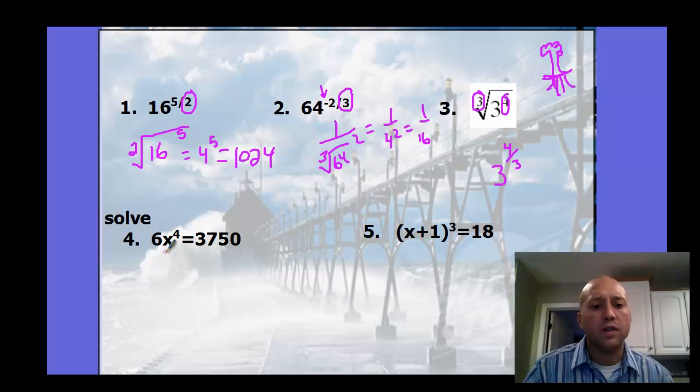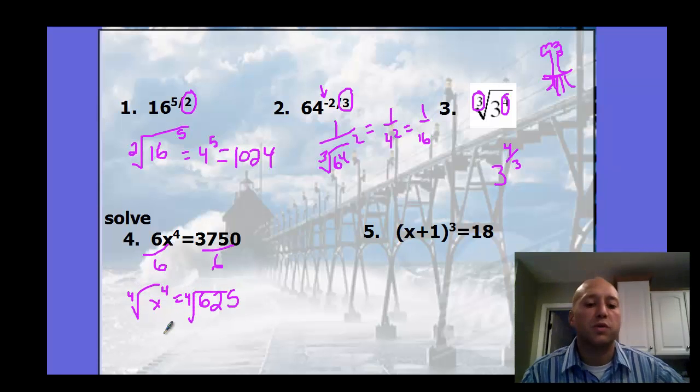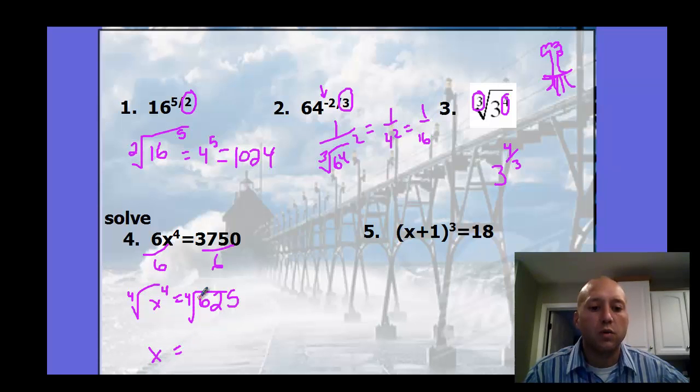So we want to solve this. We can actually go through and first divide both sides by 6. Mental math, 6 goes into 36 6 times. We have 1 left over, so that 7. So we have 1 left over, makes 15. 6 goes into 15 2 times with 3 left over, and then 30 would be 5 times, so 625. And then we need to do the fourth root to both sides. So we have x equals the fourth root of 625, which is 5.